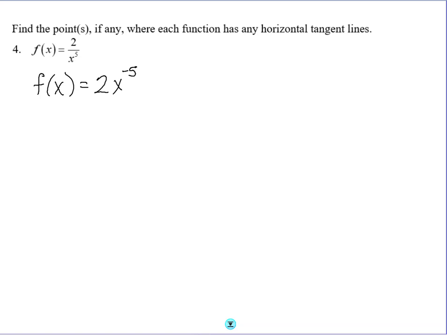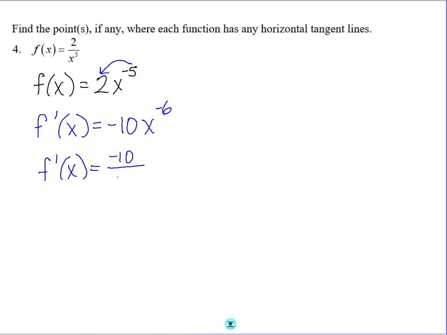Now that we have this written in a different format, we can apply the power rule to find the derivative. We are still going to multiply the exponent and the coefficient, and then subtract 1 from the exponent. So I end up with the derivative is equal to negative 10 over x to the 6th.